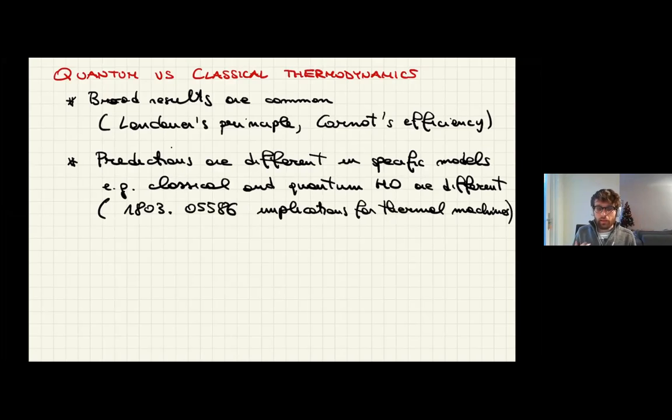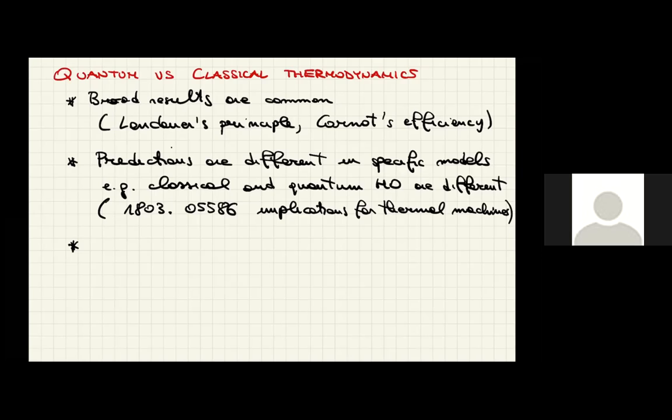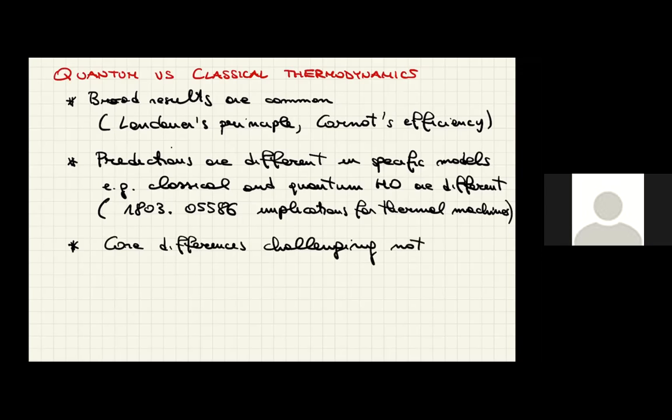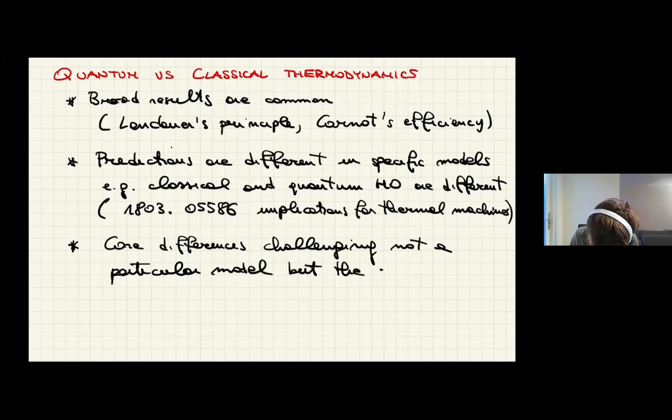Okay. So maybe the question that we are really asking is not so much about, if I do thermodynamics based on microscopic classical models, of course I get predictions that are different than if I do the same with quantum microscopic models and build up the statistical mechanics of those. But what we are really asking is whether there are core differences that are challenging not just a particular mechanical model, but in a strong sense the whole classical worldview. So we could put it as core differences challenging not a particular model, but the whole classical worldview.